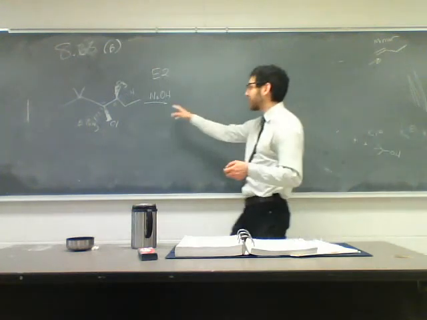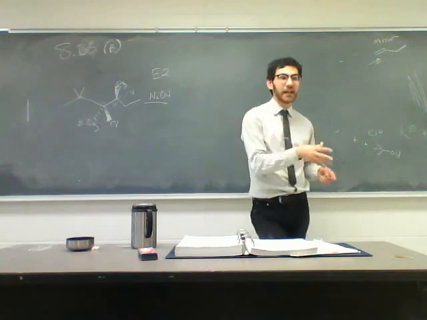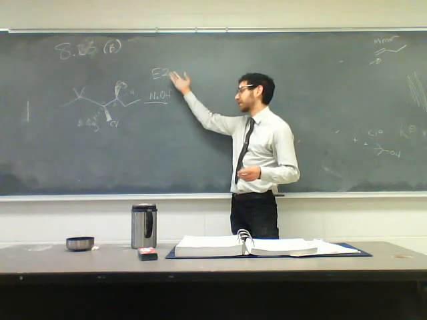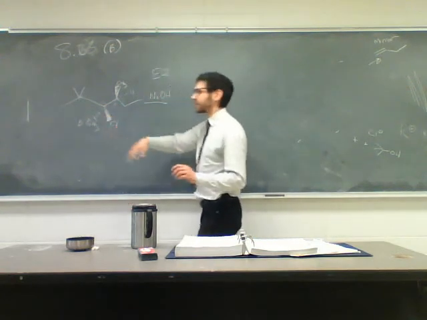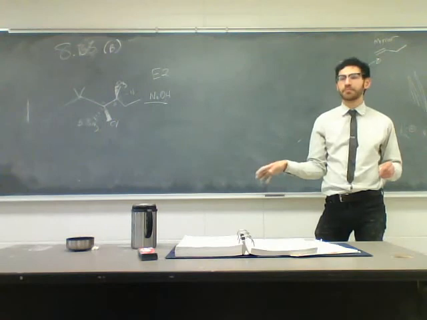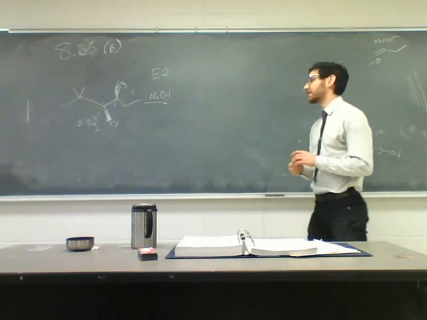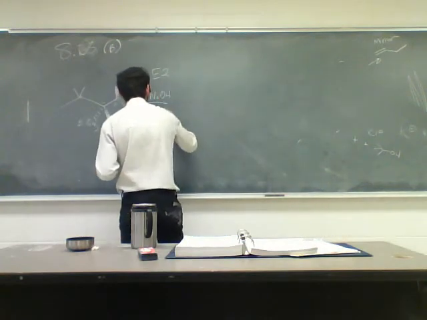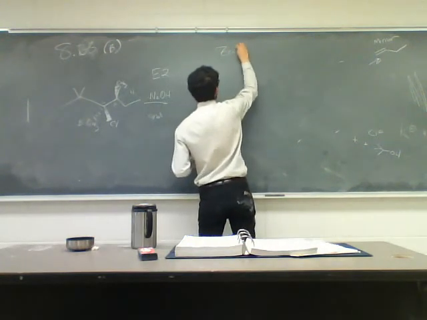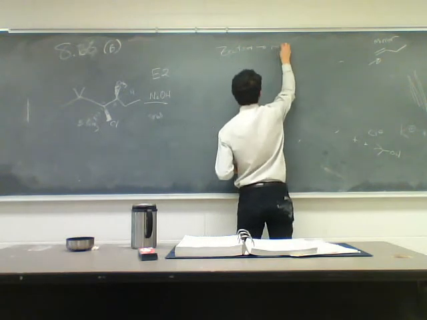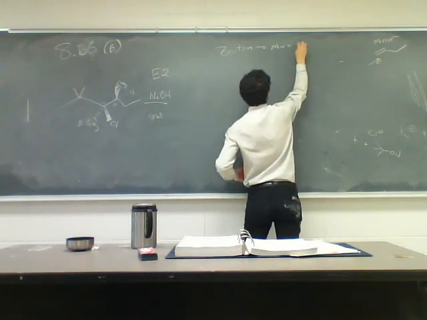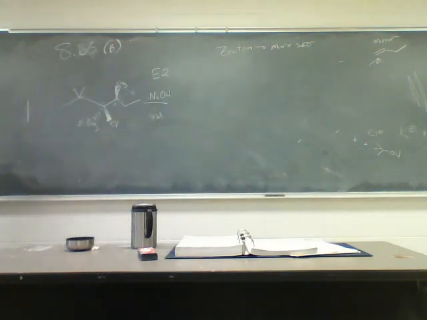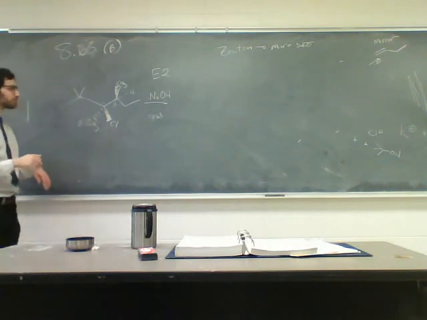Since we have a small base, OH is pretty small, it can get in and attack wherever is best, ideally, and since we're only told to consider the E2 reaction here. Also, this is a tertiary carbon, so there's no way we would have an SN1 competition. So we're only really going to see E2. And since NaOH is small, we should go Zaitsev, or more substituted. And that means we're going to pick off this hydrogen here, so we can stop thinking about this one.